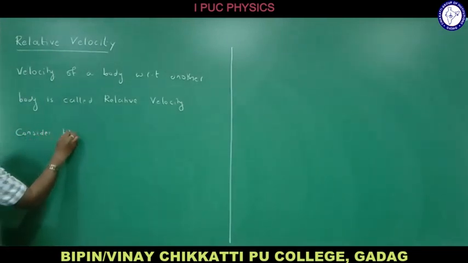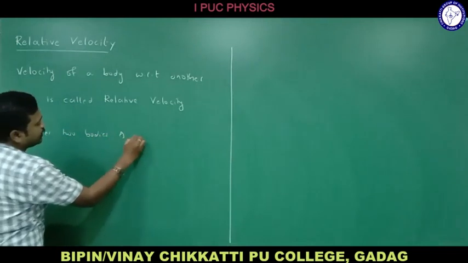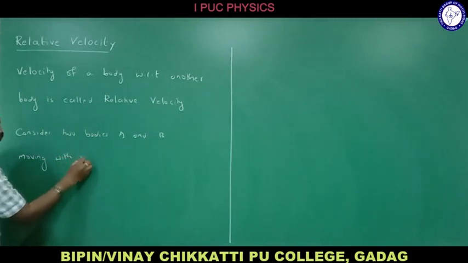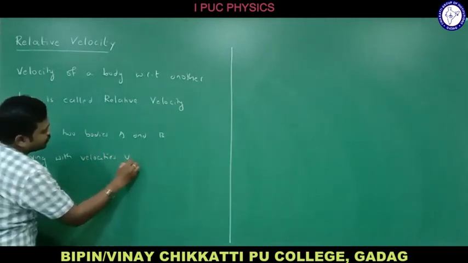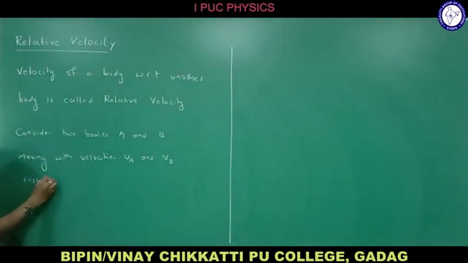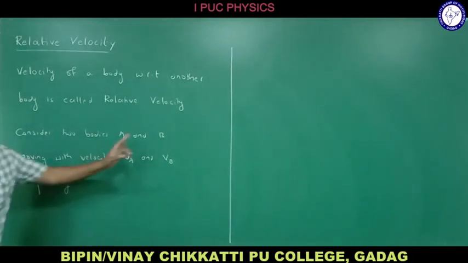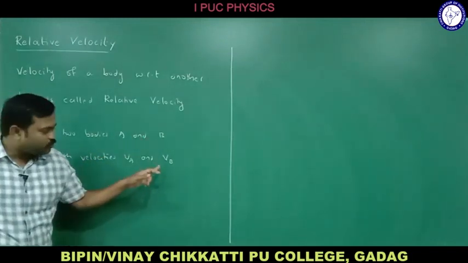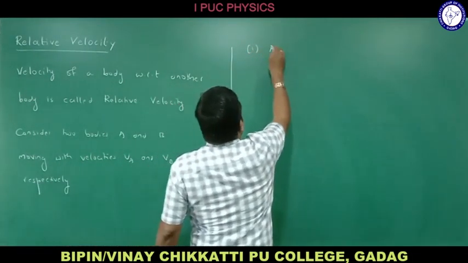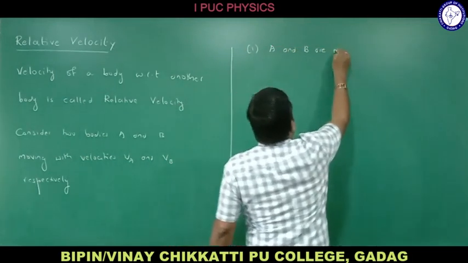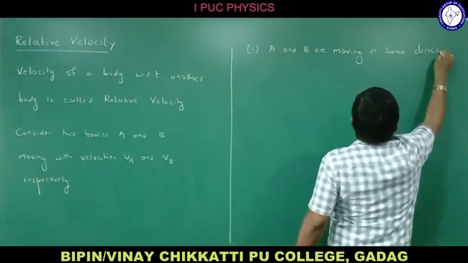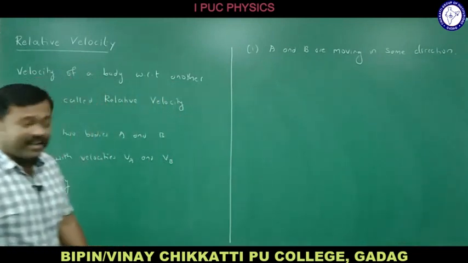Consider two bodies A and B moving with velocities VA and VB respectively. A's velocity is VA and B's velocity is VB. There are two cases now. First case, A and B are moving in the same direction. What happens if A and B are moving in the same direction?